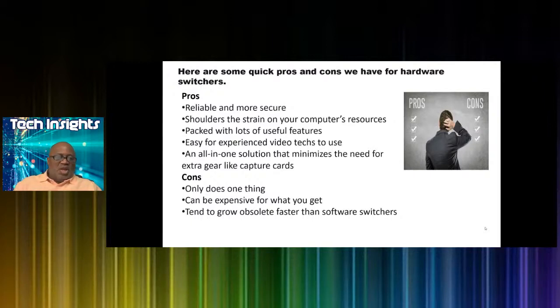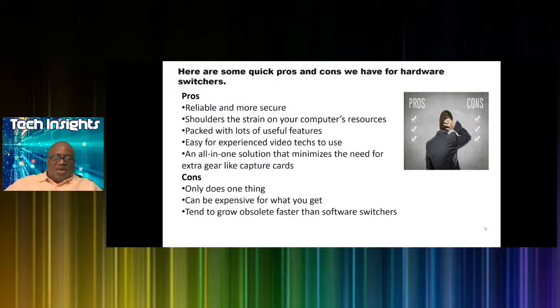The cons: it only does one thing, which is a pro and a con kind of at the same time. It can be expensive for what you get. You can get into the real huge production studios. But if you look at what I'm going to be sharing with you in the next couple of weeks with the A10 Mini Pro and Extreme, for a 4-channel for under $500 is incredible, and for an 8-channel for under $1,000, you can't beat it.